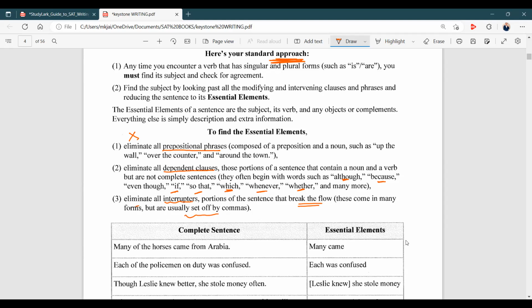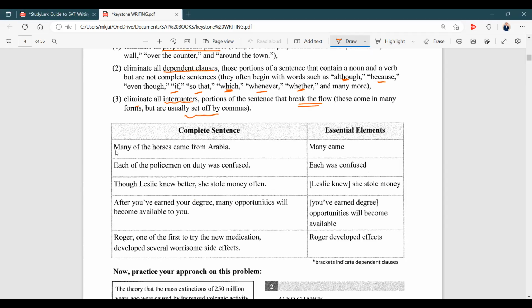We have a very simple example here. Many of the horses came from Arabia. What is my subject? Is it horses? No, of course not. It's many. And that's my verb. Of the horses is a prepositional phrase. What about number 2? Where is my subject? Each, which is a singular one. Each of the policemen is a prepositional phrase. Get rid of it. On duty is another one. So that's my verb.